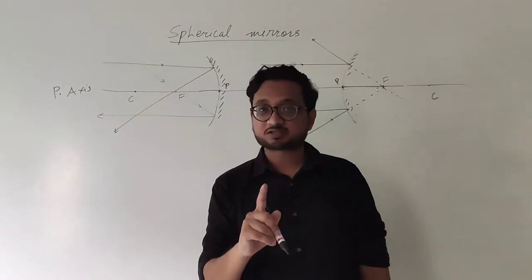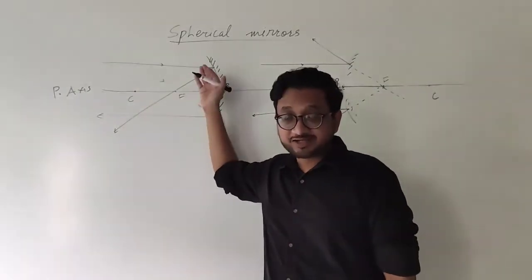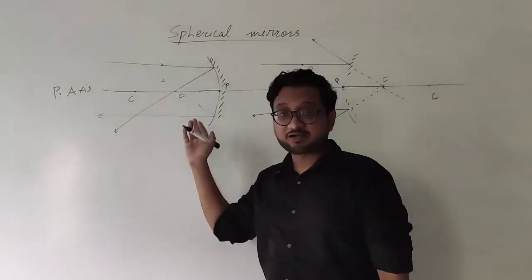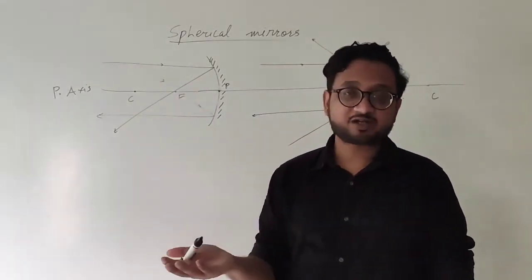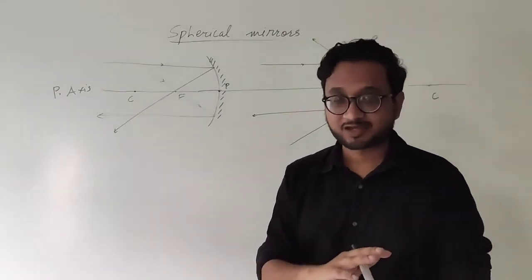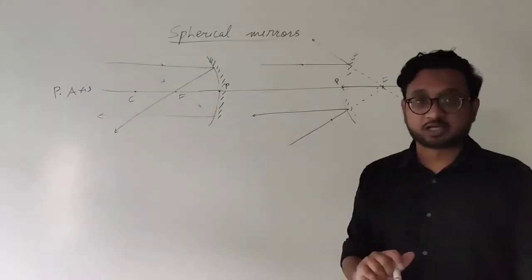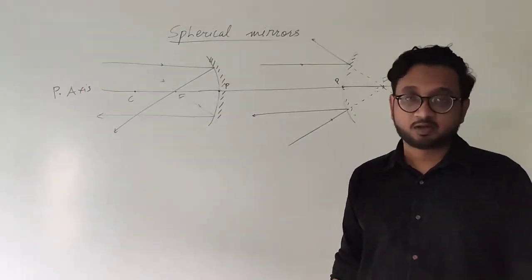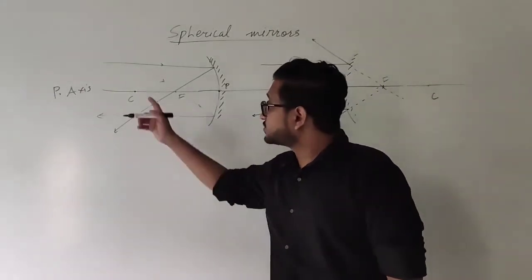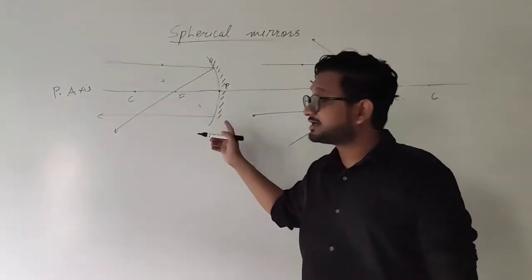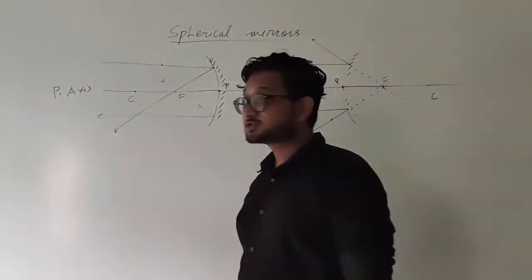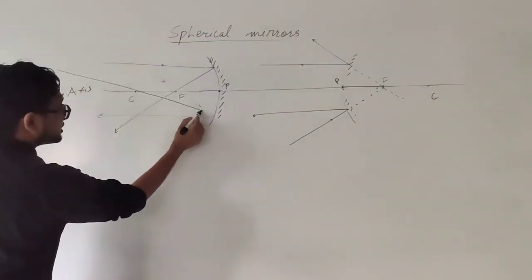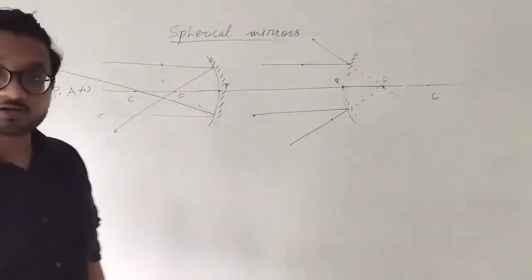So the first case was when it is parallel to the principal axis, it passes through the focus point. In the second case, if the ray of light is passing through the focus point, then after reflection it becomes parallel. Exact opposite. Okay. Now third case is very easy and simple to understand. So when the ray of light passes through center of curvature and then incident on the mirror. Okay. So this is very easy. Suppose we have a ray of light which is passing through center of curvature and being incident on the mirror.